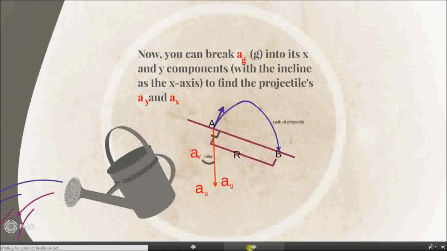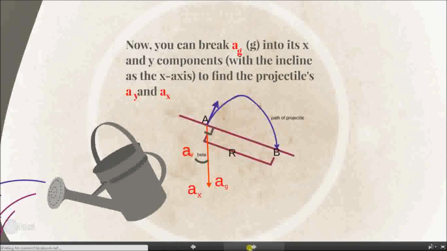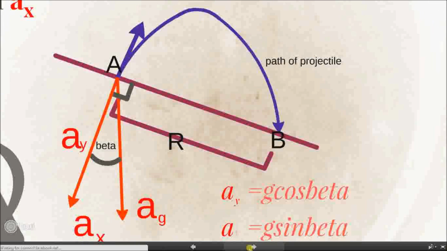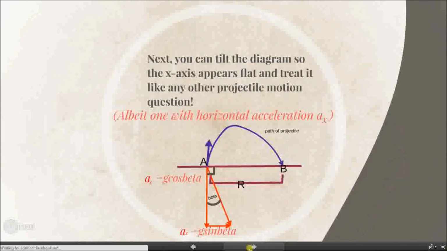Now you can break g into its x and y components with the incline as the x-axis to find the projectile's acceleration y and acceleration x. Acceleration y equals g cos beta. Acceleration x equals g sine beta. Next, you can tilt the diagram so the x-axis appears flat and treated like any other projectile motion question, albeit one with horizontal acceleration ax.